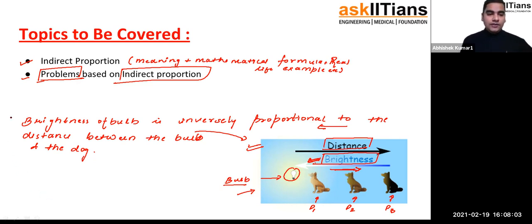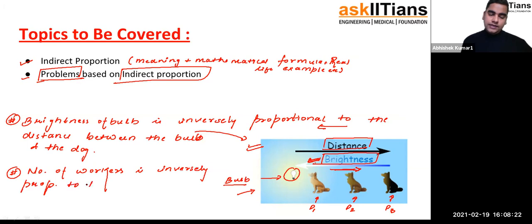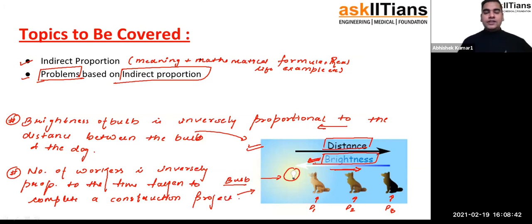Okay, so like this was the first case, we can also say that the number of workers is inversely proportional to the time taken to complete a construction project. Because if you increase the number of workers, then it is very natural that the time taken would decrease, and if you decrease the number of workers, the time is going to increase.